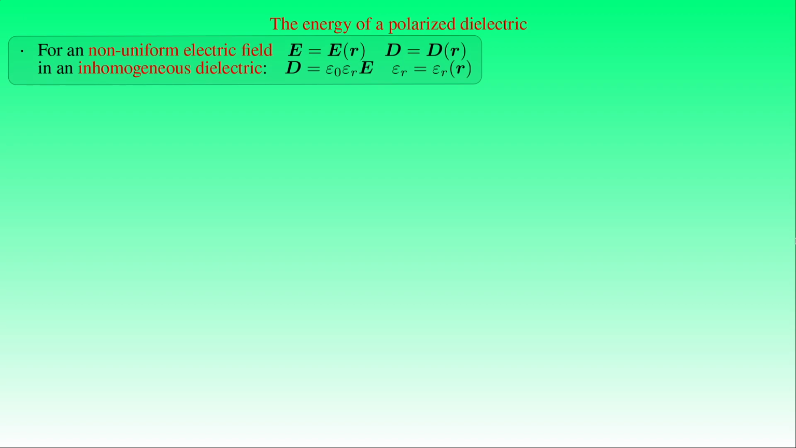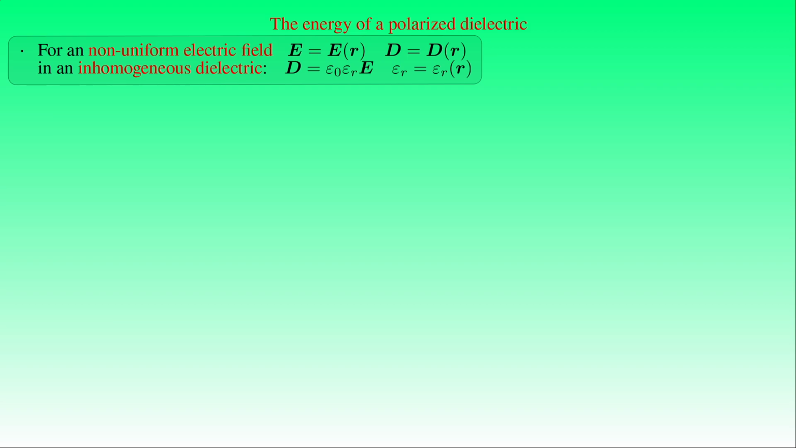Now we generalize this case and consider a problem where we determine the energy density in a polarized and homogeneous dielectric under the influence of a non-uniform external electric field. This means that the electric field strength E and the displacement field D describing the net electric field in the insulating material depend on the position in the medium. Here ε_r is the relative permittivity of the linear but inhomogeneous dielectric material in the equation stating that the displacement D is equal to the vacuum permittivity ε₀ times the relative permittivity ε_r times the field strength E.